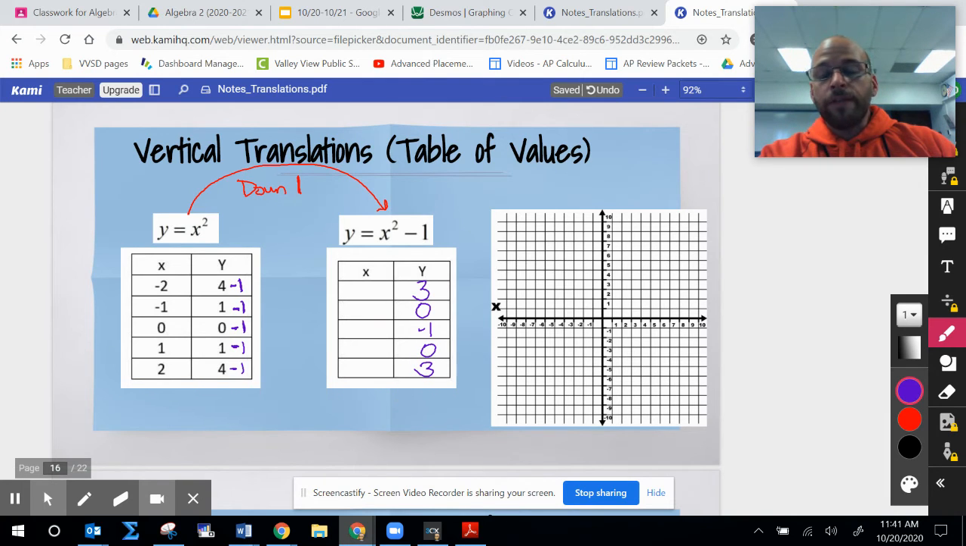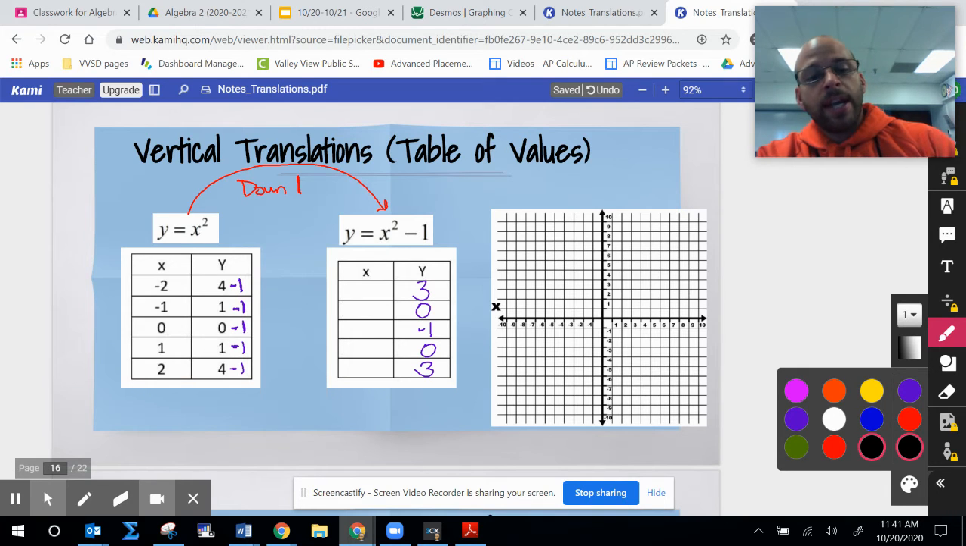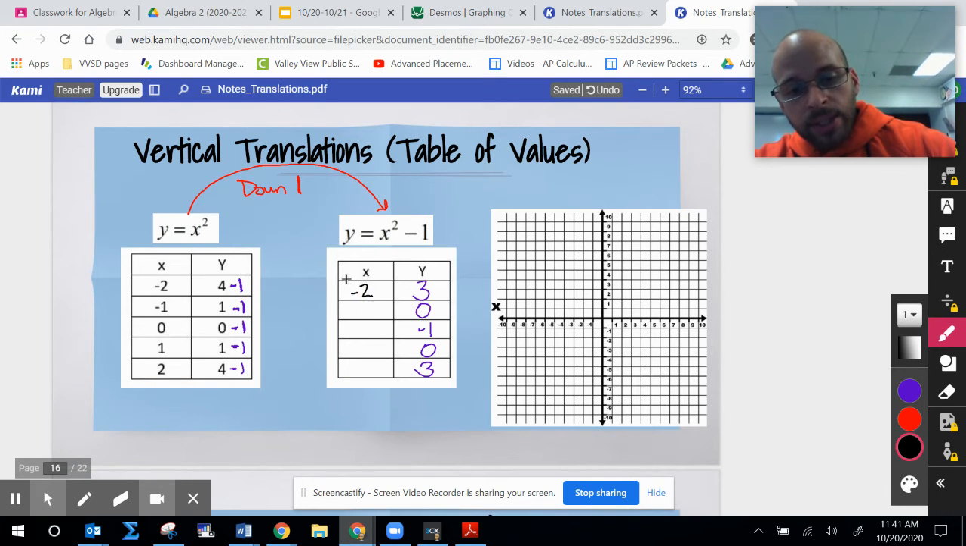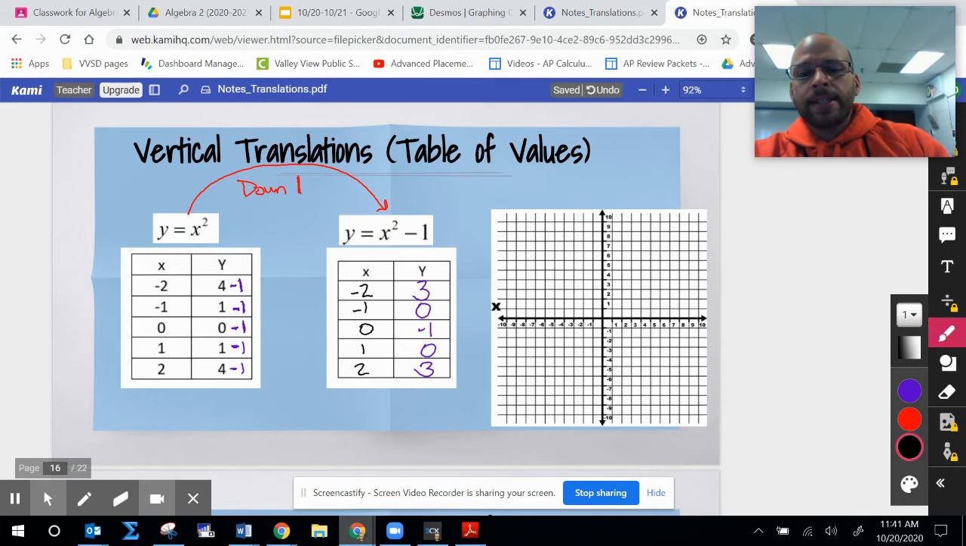So I subtracted 1 from each of the original y values. Now, because I'm just moving it down, all the x values stay the same. Makes sense, right? If you think about it, if you move something down, it's not going to move left or right at all. It just moves down. So all the x's stay the same.